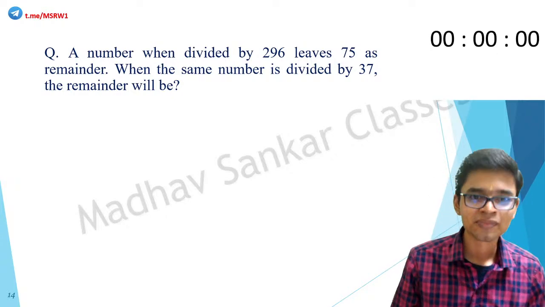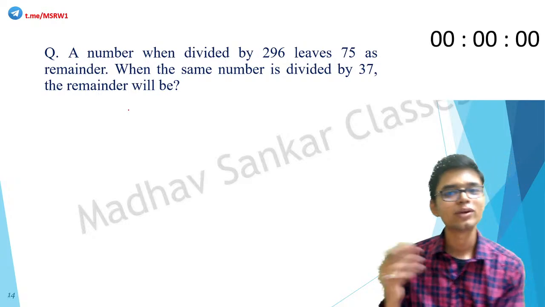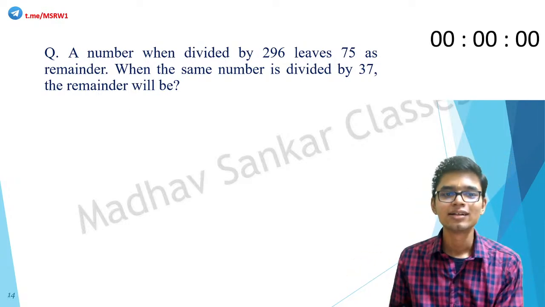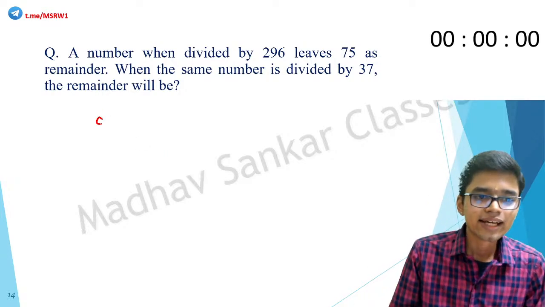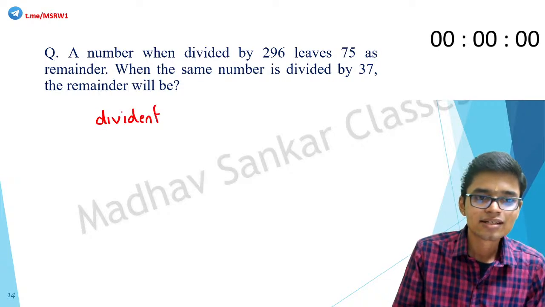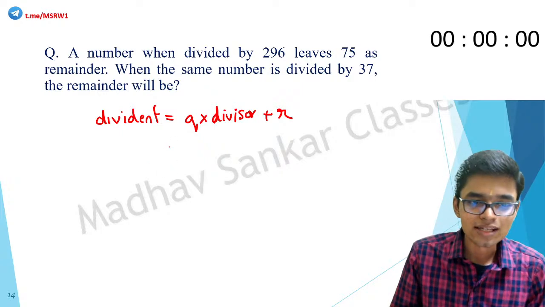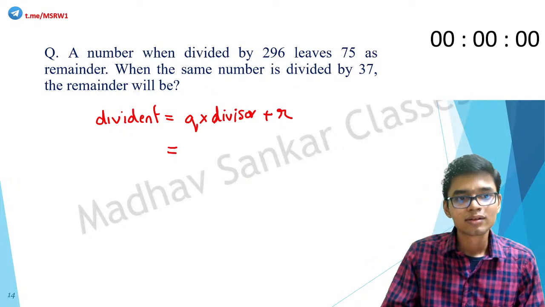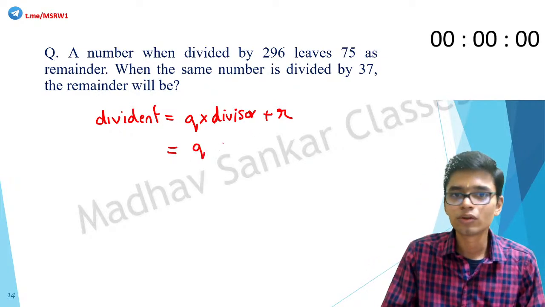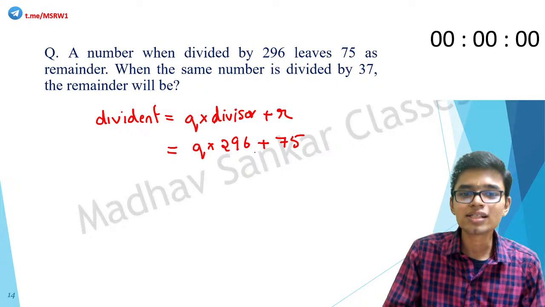Okay, so let's see how to do this. A number. We do not know that number. So let's again divide it by 296 leaves 75 as remainder. What is the remainder when it is divided by 37? That is the question. So again, same formula. Dividend is equal to quotient into divisor plus remainder. Dividend means that number. So it is equal to q. Quotient is q. We do not know the quotient, into divisor 296 and remainder 75. So this is the number.